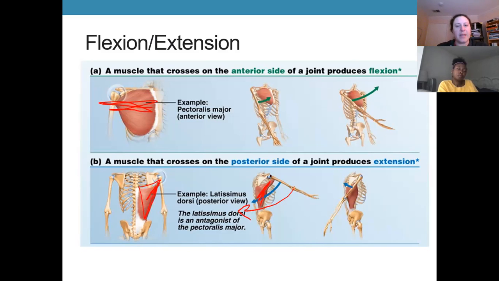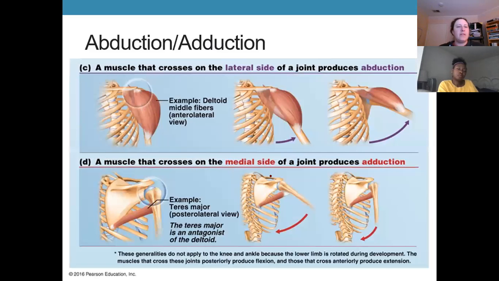Now, the big exception here is, of course, that your knee is set up differently than that. So your knee flexors are located posteriorly and your knee extensors are located anteriorly. So the shape and alignment of the joint does come into play here. It's even easier with abduction and adduction. Laterally located muscles abduct limbs, and medially located muscles adduct limbs or other body parts.